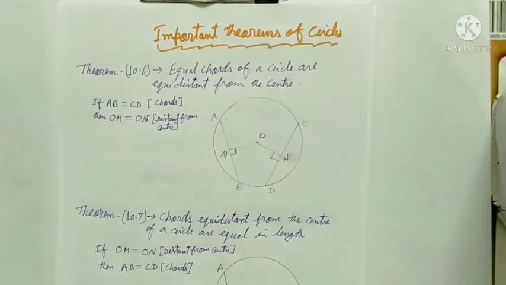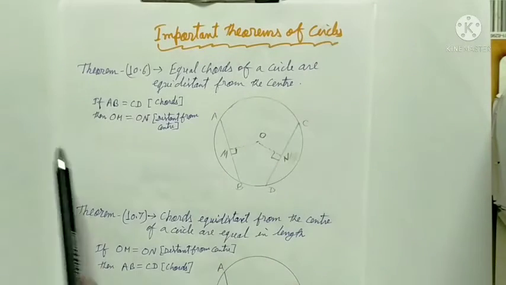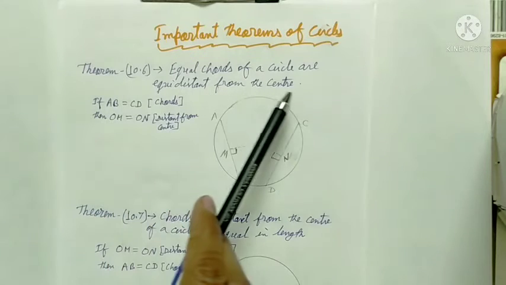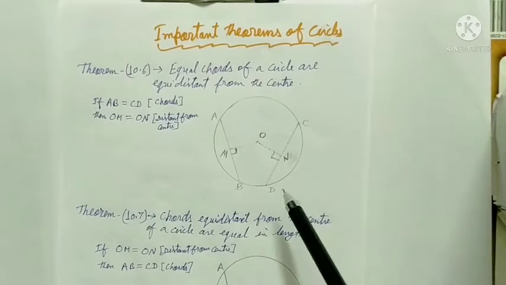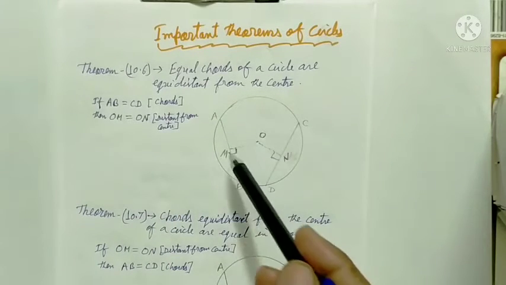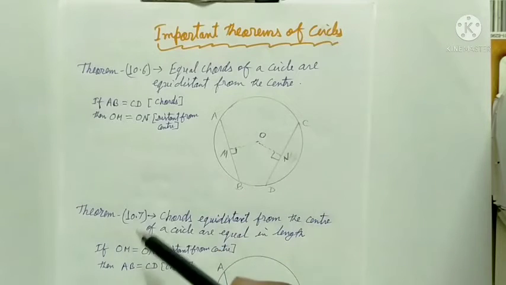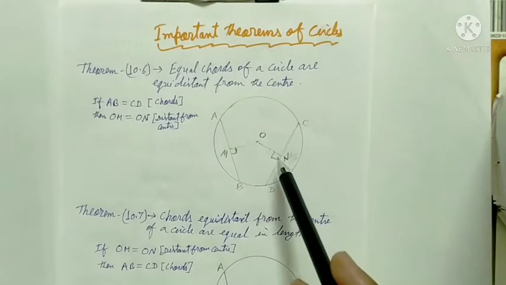Yes, students, now I am going to take a quick revision of the important theorems of the chapter Circles. Theorem 10.6: Equal chords of a circle are equidistant from the center. This statement is given in this theorem: if two chords are equal, like AB and CD, it means they have equal distance from the center, like OM is equal to ON.